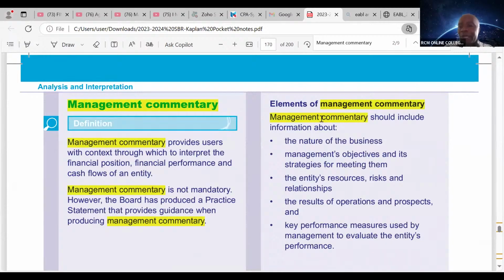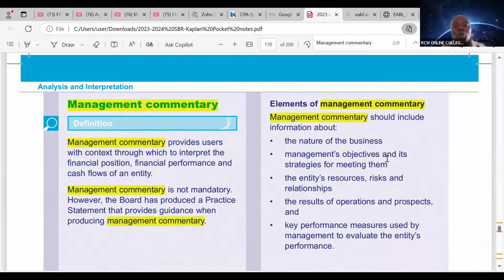Elements of management commentary. Management commentary should include, and this has been tested severally, the nature of the business. We know from Martin Oduor's statement, the chairman of EABL, that theirs is a grain to grass business. We know the kind of business that they're doing.